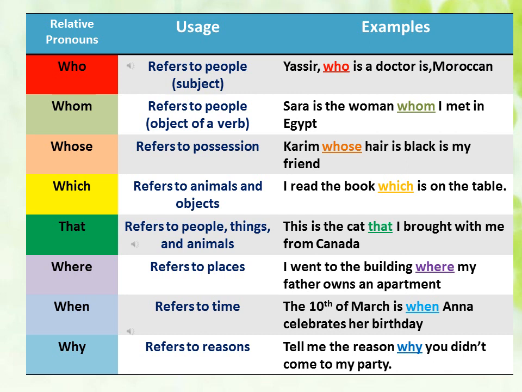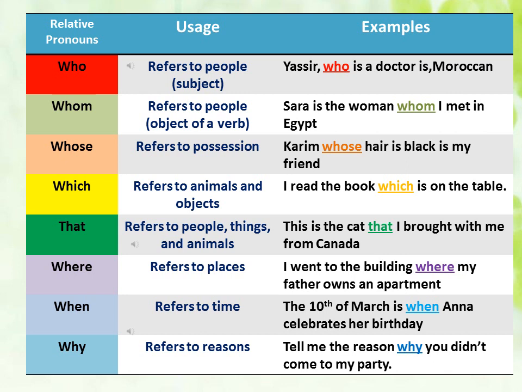Example, ياسير who is a doctor is Moroccan. So ياسير who is a doctor is Moroccan. لاحظوا معايا هو هنا جا الدور ديال subject. who is يعني عندنا الverb is وهي جا لعبت الدور ديال subject. Number 2 whom refers to people ولكن الفرق بينها وبين who is that it refers to it's an object of a verb. يعني البوزيسيون ديالها كتكون object ديال الفعل. Example, Sarah is the woman whom I met in Egypt.